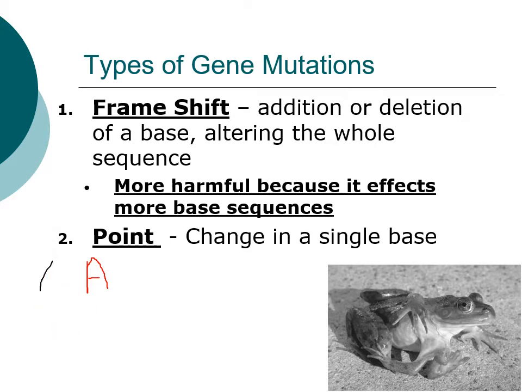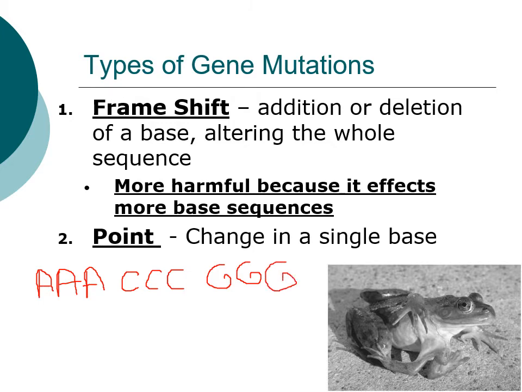Versus if we have a frame shift, let's do a code, we'll start with AAA again, and let's keep it simple. So we got AAA, let's do CCC, and then GGG. If we flip that code, then we would have an mRNA with UUU, which would give me an amino acid. In this case, I would have GGG, and then CCC.